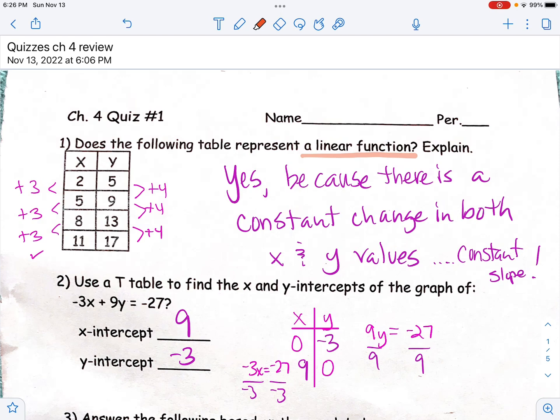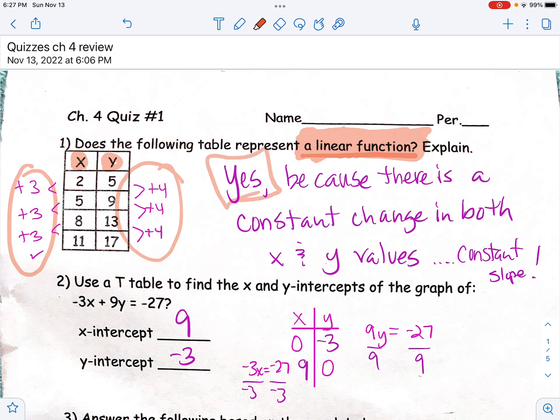So on quiz one, number one said, does the following table represent a linear function? And linear function means that we have a constant slope or a constant rise over run, which is the same thing as saying we have a constant change in our x values and our y values. Because this goes up by 3 every time and this goes up by 4 every time, we can say yes, it is a linear function because there's a constant change in x and y values. Of course, they could have gone down as well. It just means that it is a constant slope, right?